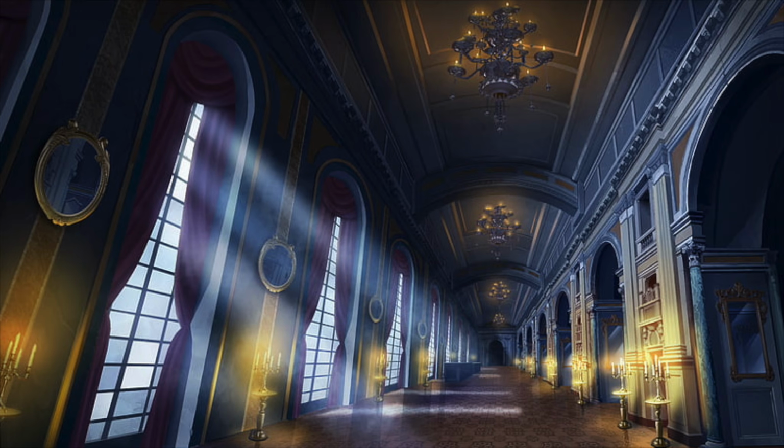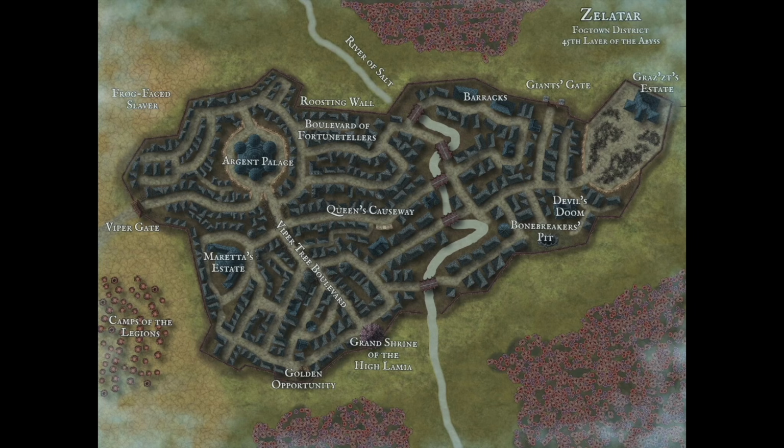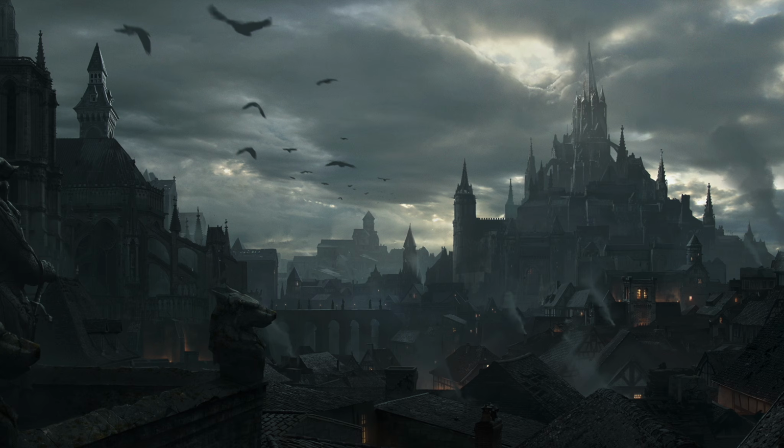The citizens try to avoid this place, and receiving an invitation is usually a death sentence. In 3rd edition, Zelatar has 3 districts, one on each layer, but the Argent Palace is visible in all layers. Personally, I think this kind of makes it seem like it's not one city that exists on all 3 layers, but 3 different cities that the Argent Palace simultaneously exists in.